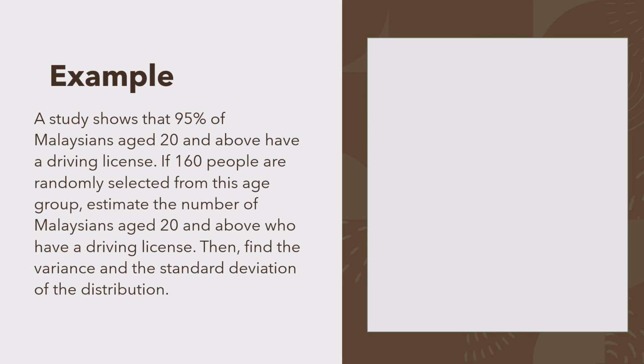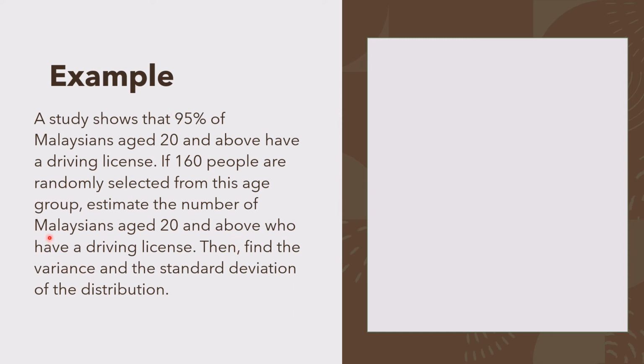Okay, let's look at an example. A study shows that 95% of Malaysians aged 20 and above have a driving license. If 160 people are randomly selected from this age group, estimate the number of Malaysians aged 20 and above who have a driving license. Then find the variance and standard deviation of the distribution.